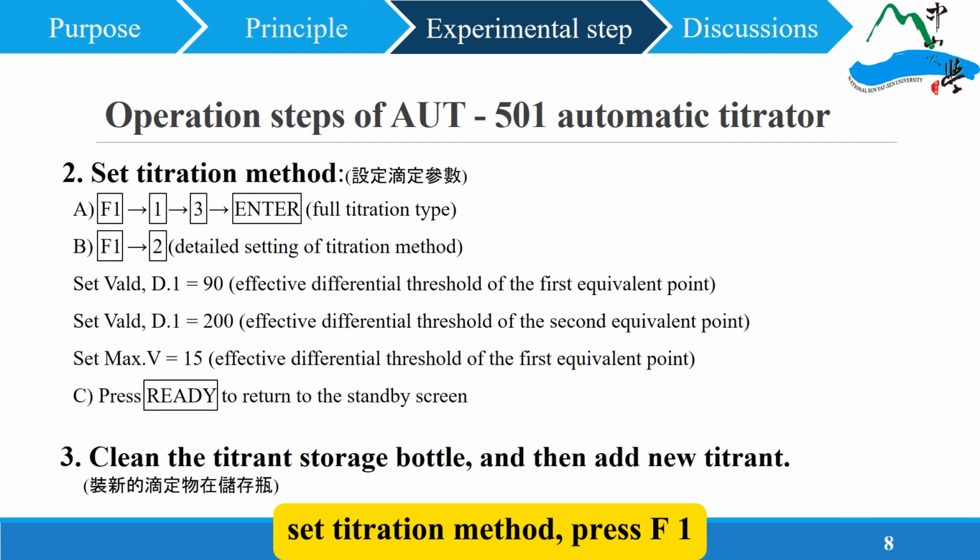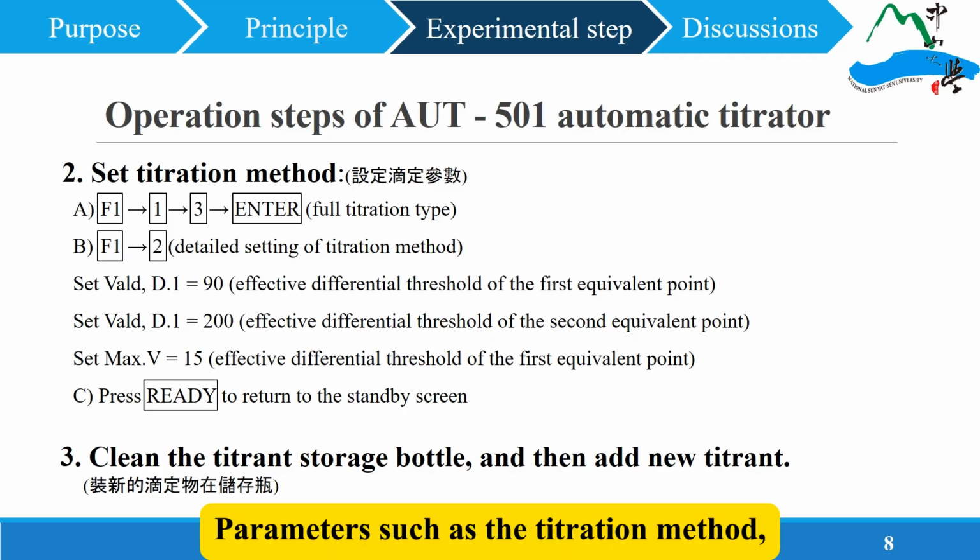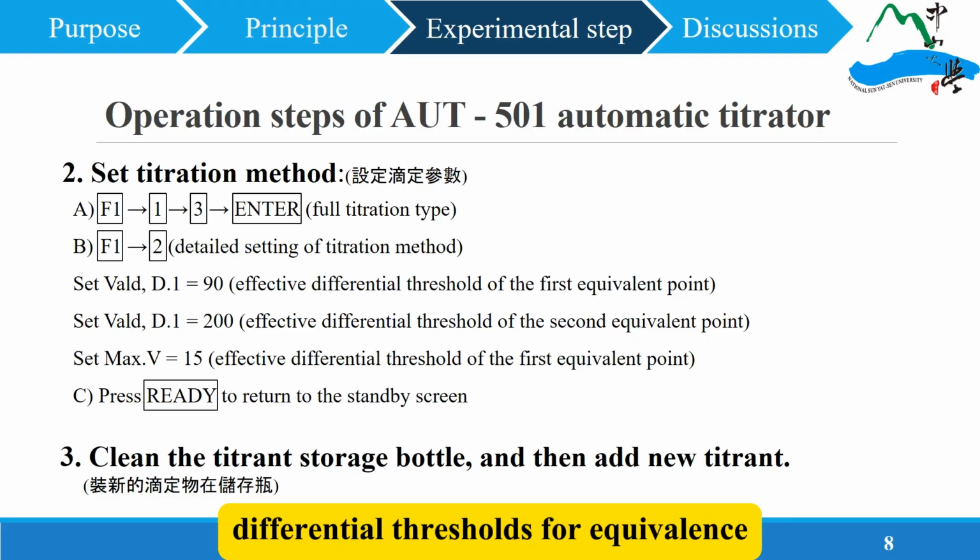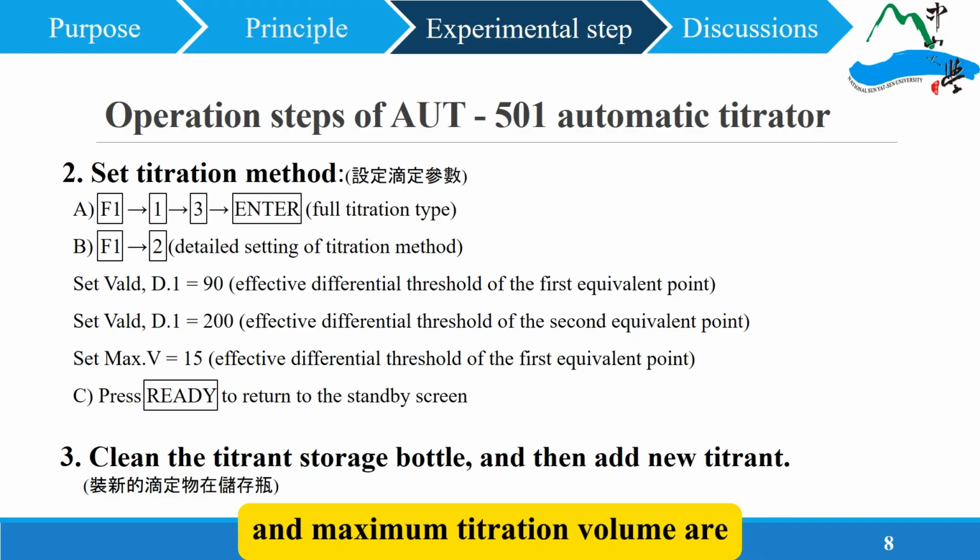Next, the titration method is set in the instrument. Set titration method, press F1, then 1, then 3, then enter. Again, press F1, and then press 2. Parameters such as the titration method, differential, thresholds for equivalence, and maximum titration volume are entered into the system.